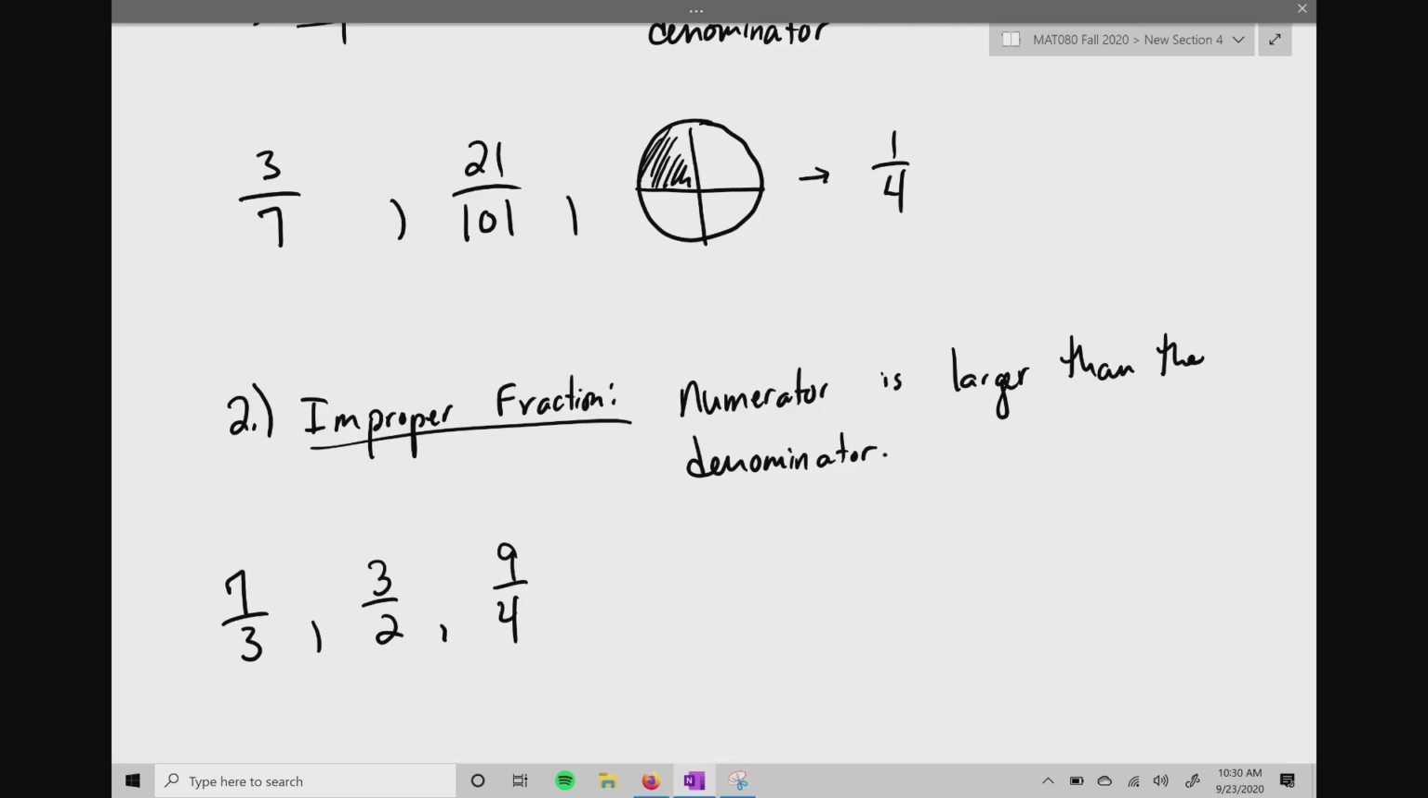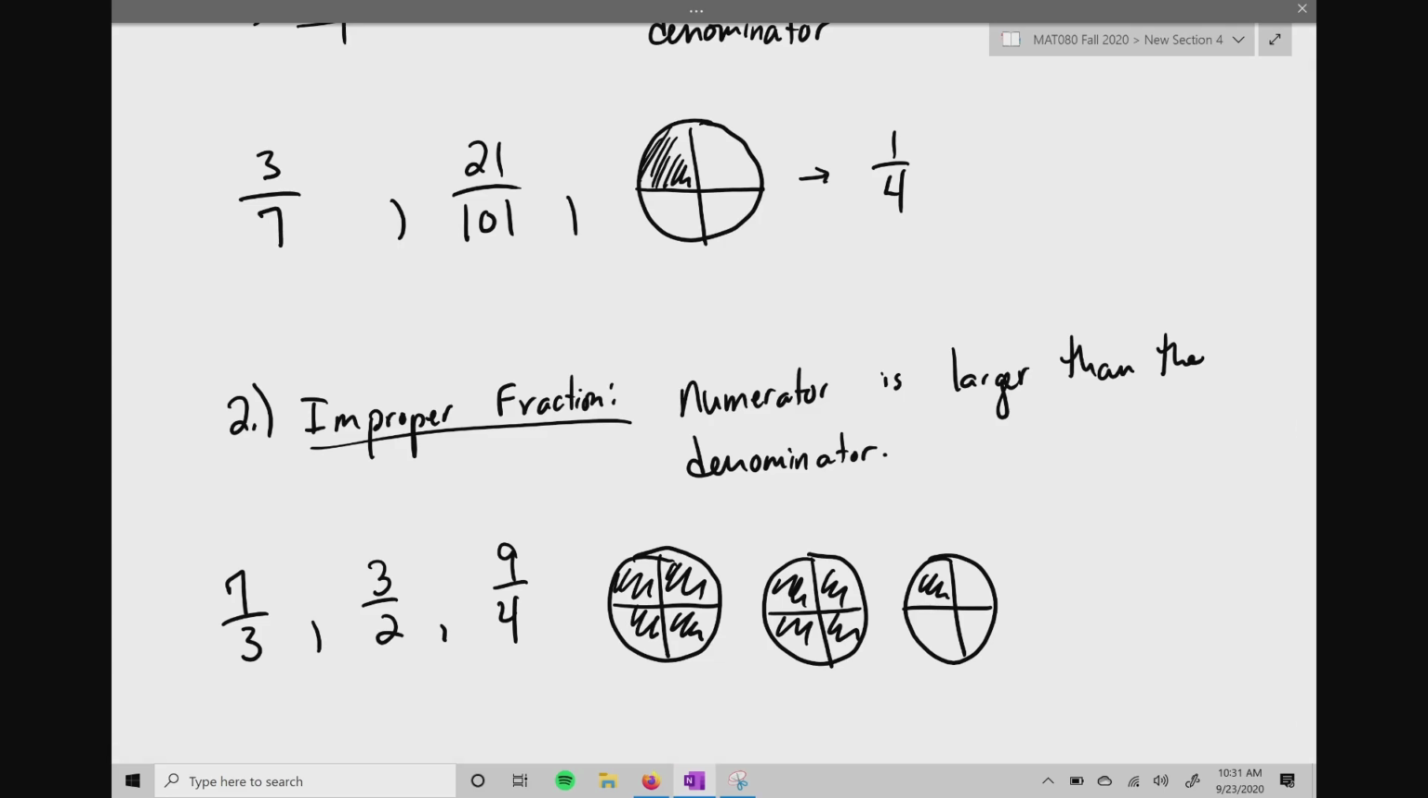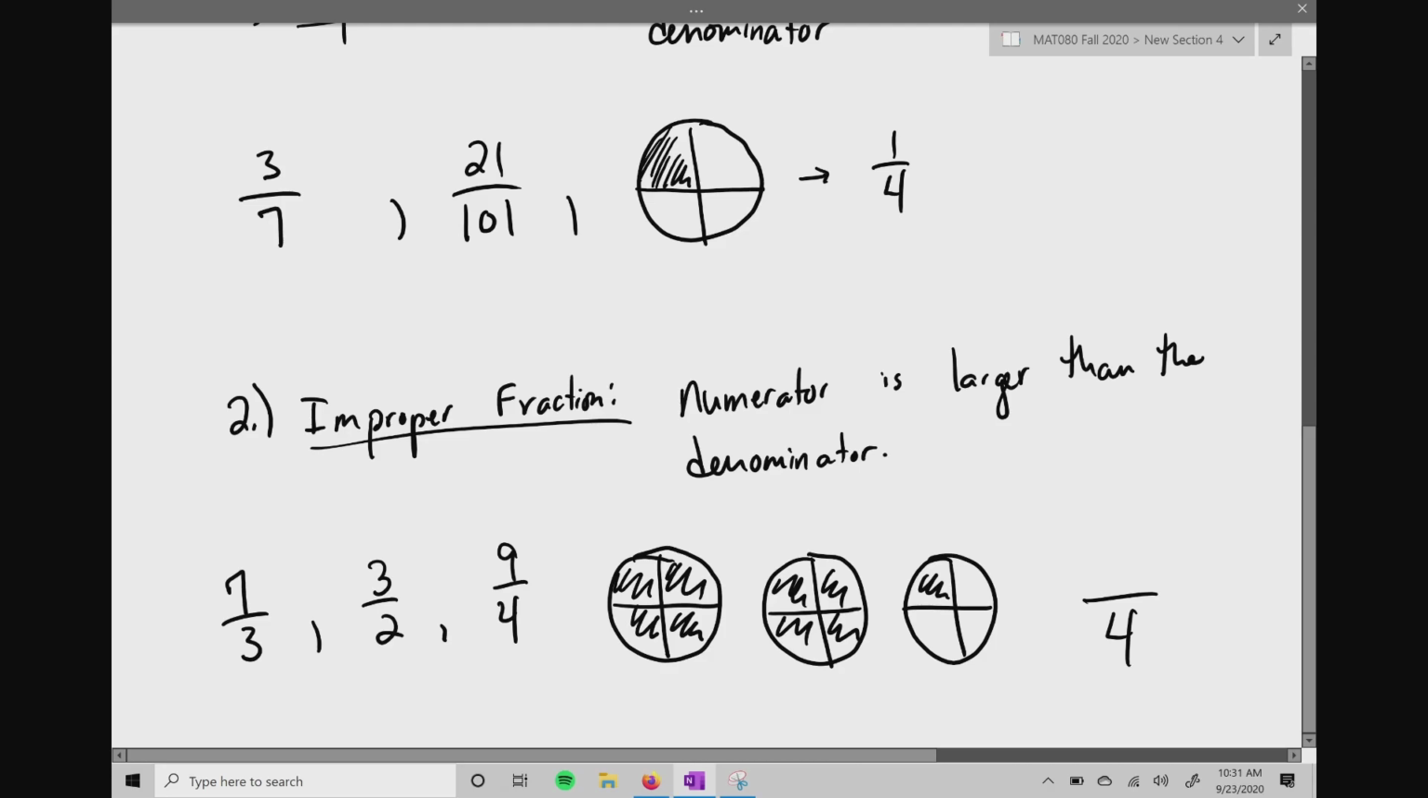So 9 over 4 would look something like this. Notice I have 3 pizzas, right? But more importantly, each pizza is cut into fourths. So that would be my denominator. And then all I would do is count every single one of those slices. So in the first one I have 4, the second one I have 4, and the last one I have 1. So 4 plus 4 plus 1 is 9. So this is 9/4. Okay? Does that make sense, everybody?